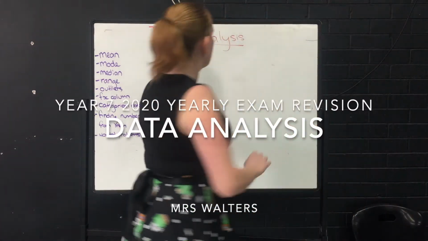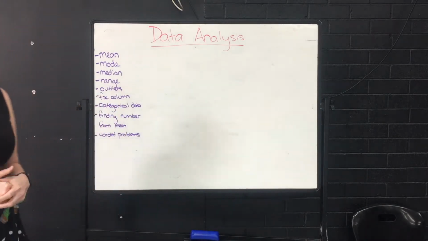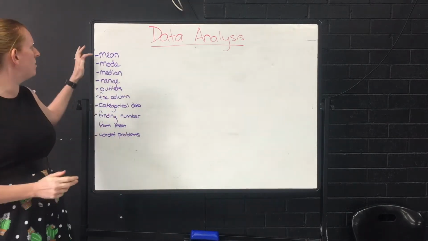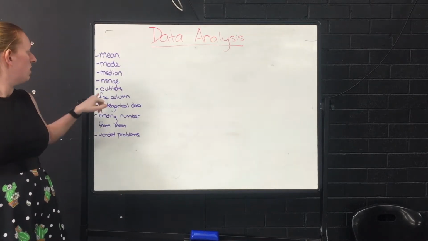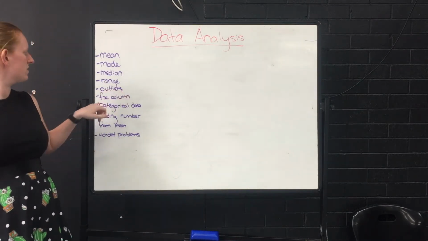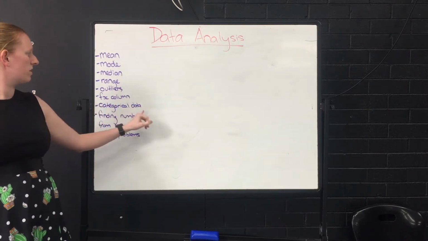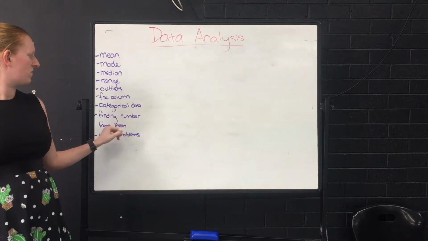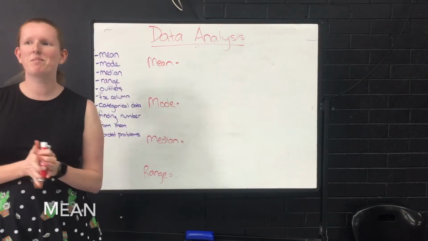Okay, today we're looking at data analysis, which is the last of the topics that's going to be in our exam. The things that we need to know for this topic are mean, mode, median, range, what happens when you have outliers, how to make an FX column and how to use it, categorical data, finding numbers from means, and worded problems. So, does anyone remember mean?